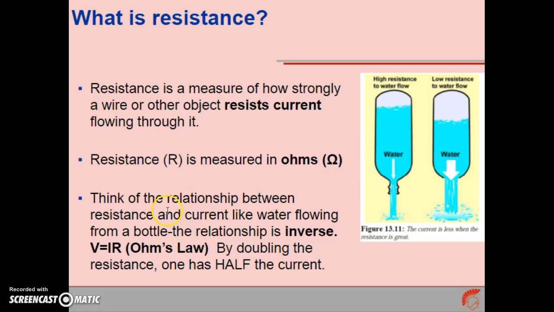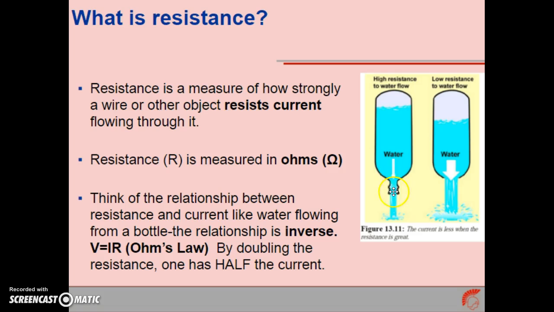So think of the relationship between resistance and the current like water flowing from a bottle, and the relationship is inverse. So when we apply Ohm's law, voltage equals current times resistance. If I double the resistance, I have half the current. So let's look at this with a picture.